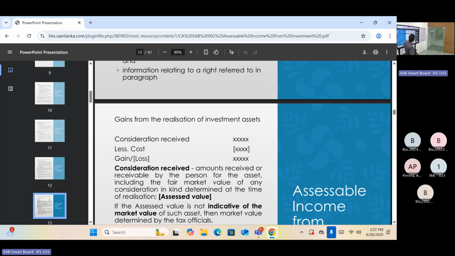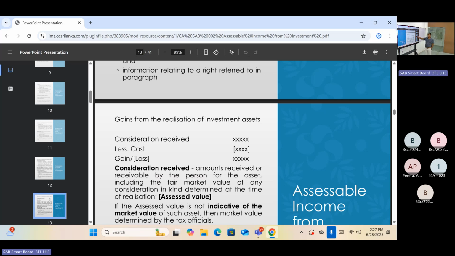So how to work out the gains from the realization of an investment asset? Let's say consideration received minus cost gives the gain or loss. That's how we work out the profit or loss from the disposal of assets: consideration received over the disposal, minus cost. Right? So therefore the cost is important.